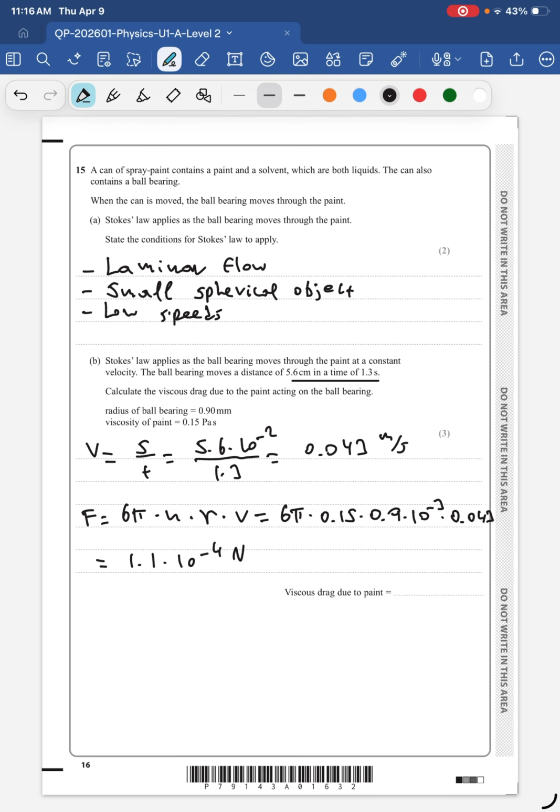I was being a little bit lazy with the units, so let's demonstrate the units. We have eta, which is pascals times seconds, multiplied with the radius, which is in meters, and then multiplied with velocity, which is meters per second. You can see easily that seconds cancel, and we have pascals, which is newtons over meters squared, multiplied with meters squared. So this indeed yields units of force.